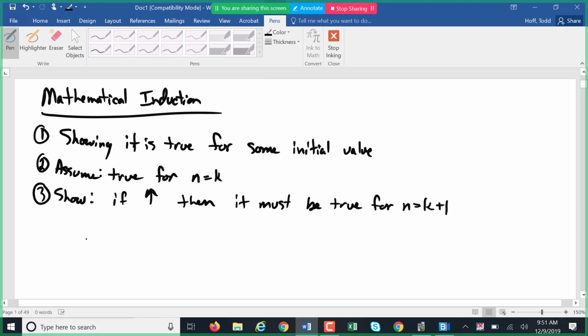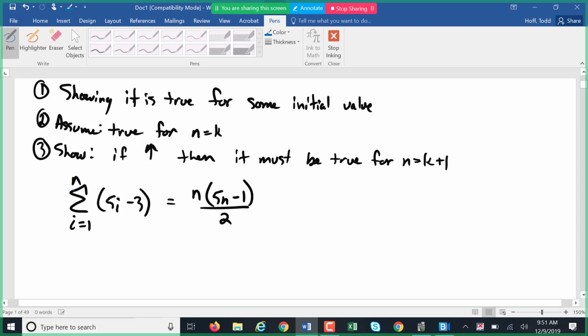Let's say that we are told that the sum from i equals 1 to n, or I should say i equals 1 to infinity, of 5 times i minus 3, let's say I tell you that that is n times 5n minus 1 over 2. How do I verify that?